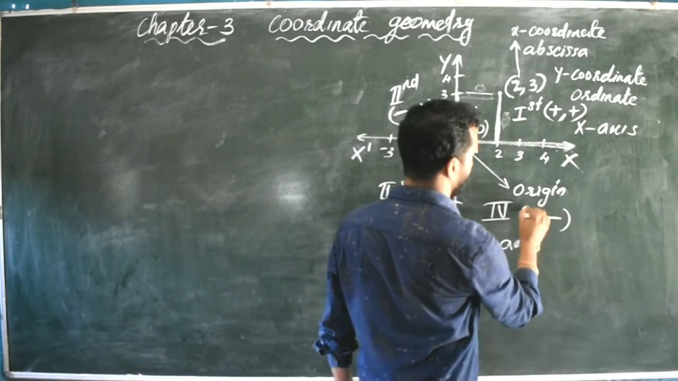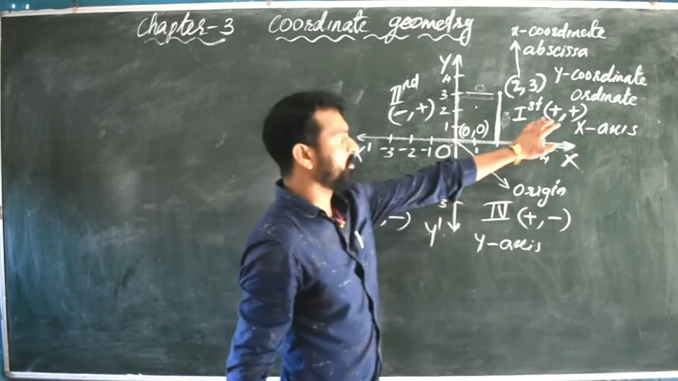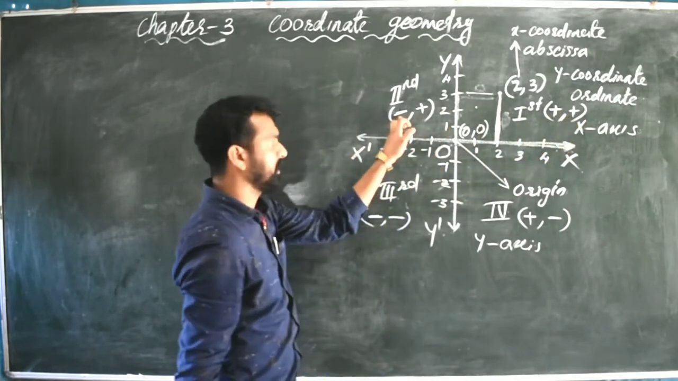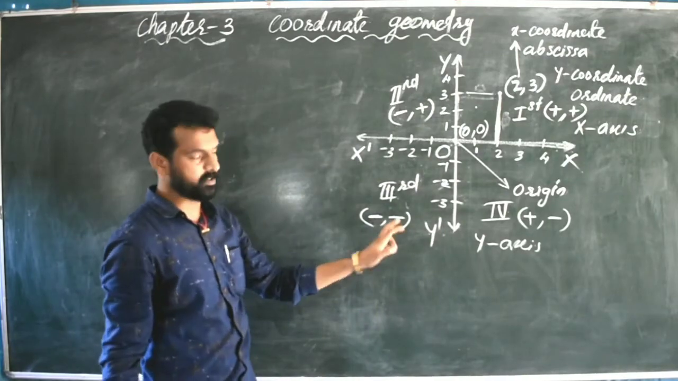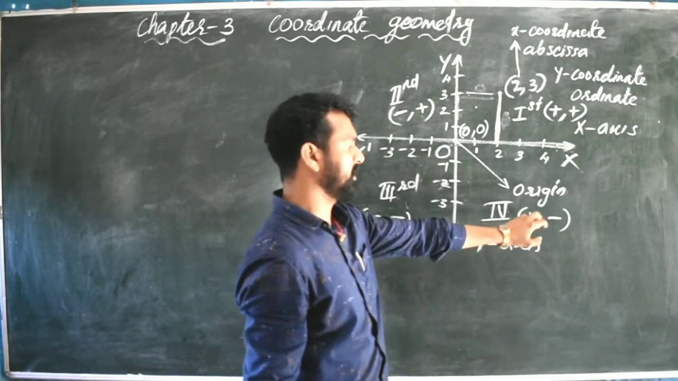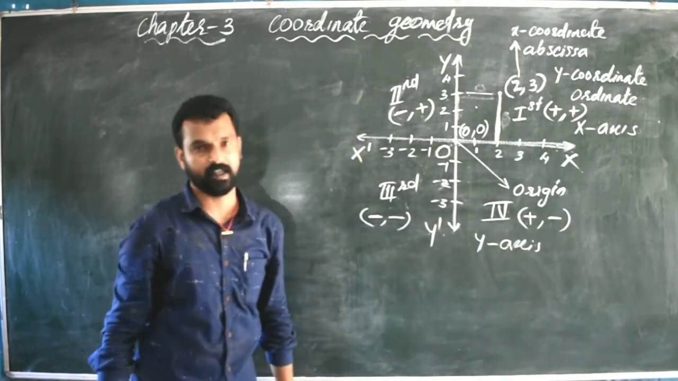So, plus, minus. First quadrant, both are positive. Second quadrant, x coordinate is negative, y coordinate is positive. Third quadrant, both are negative. And the fourth quadrant, x coordinate is positive and y coordinate is negative.